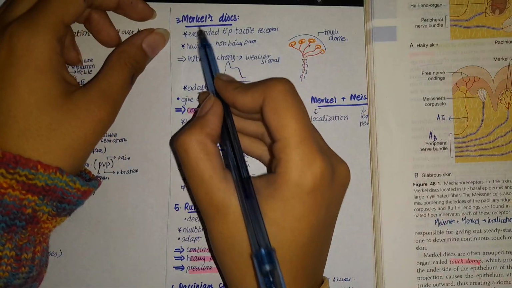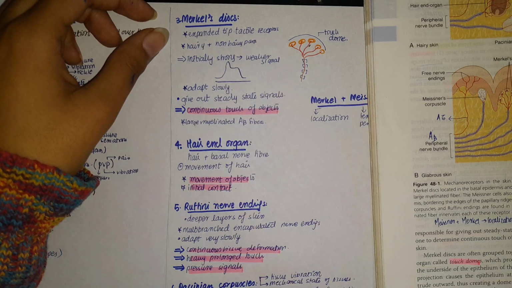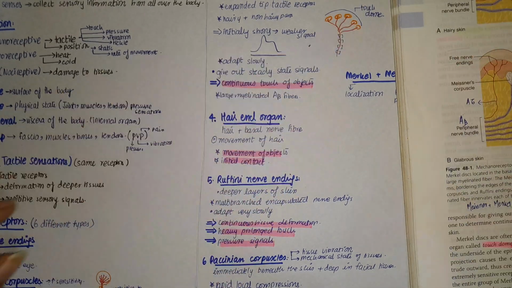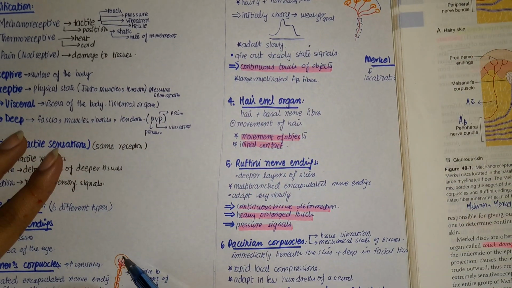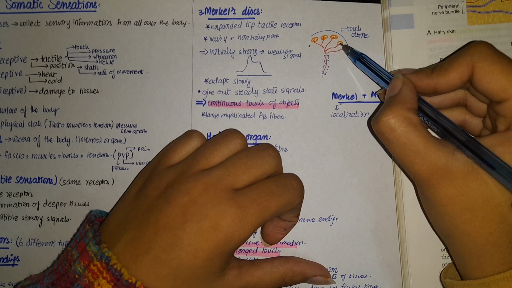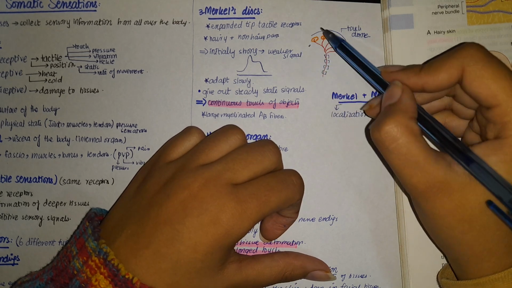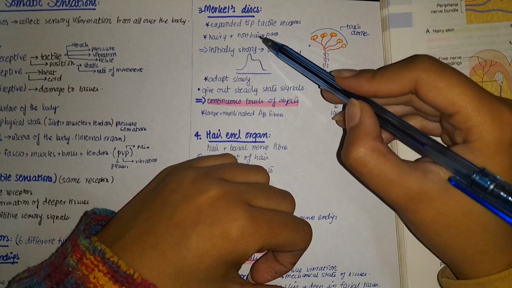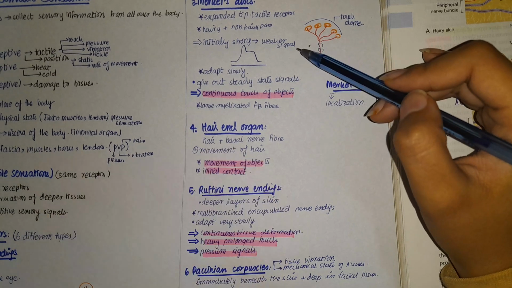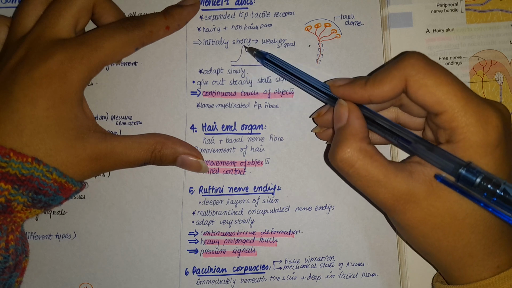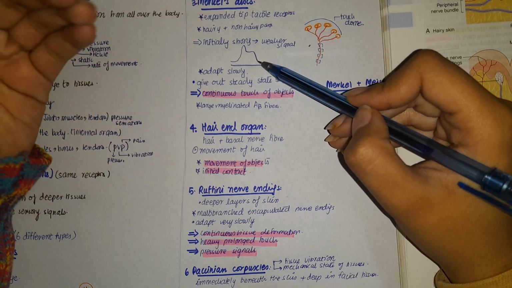Then we have the Merkel's disc, which are expanded tip tactile receptors. The major difference between Meissner corpuscle and Merkel disc is that in the Meissner corpuscle, the whole nerve fiber and its branches are encapsulated by one capsule, whereas in the Merkel disc, each fiber is encapsulated by another capsule. So it is an expanded tip tactile receptor. All of its tips are encapsulated and expanded. It can be present in hairy and non-hairy parts, and another major difference from the Meissner corpuscle is that, first of all, it gives a very strong signal, and then after that it transmits a weaker signal.